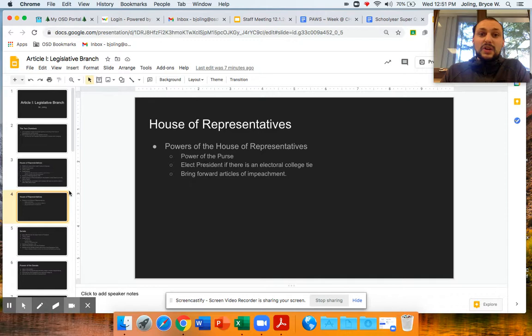On top of that, they also have power of the purse. What that means is that any bill relating to taxes or revenue must originate in the House. So the Senate can't introduce a bill that deals with taxes or revenue. It must originate in the House of Representatives.